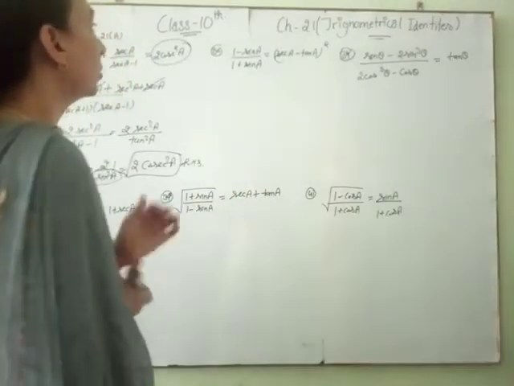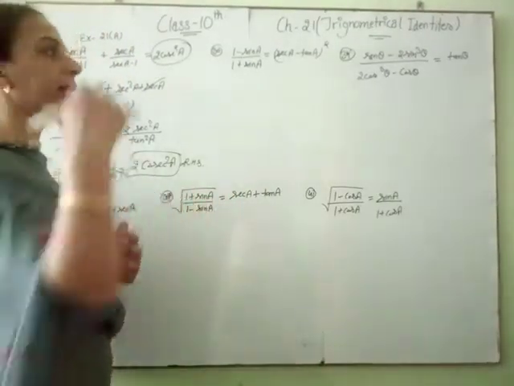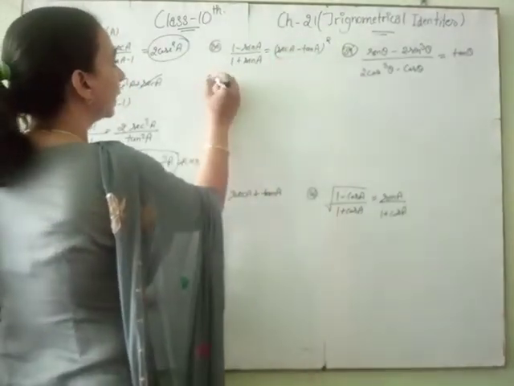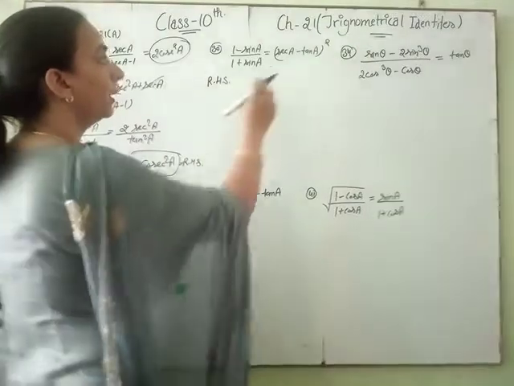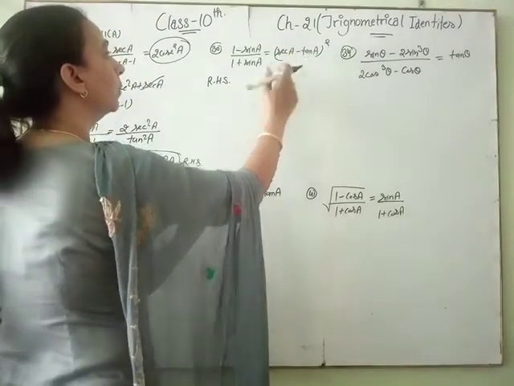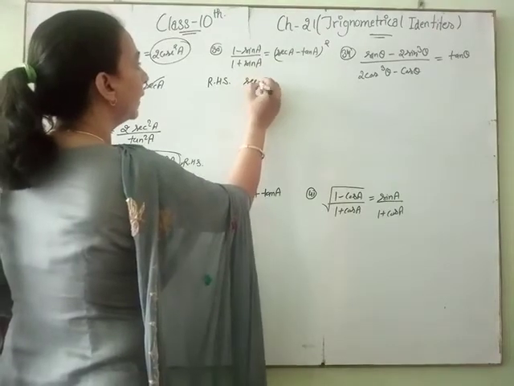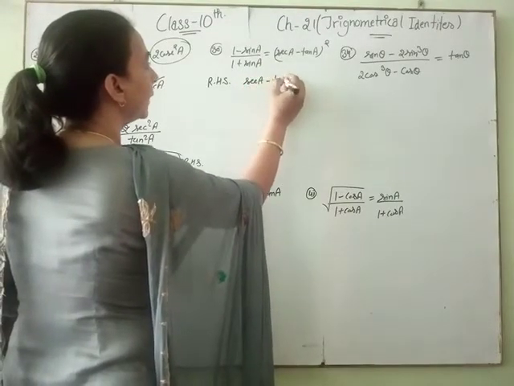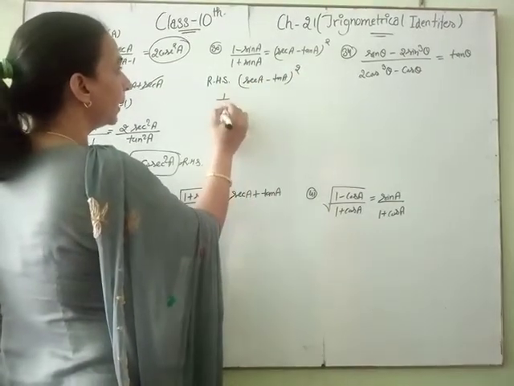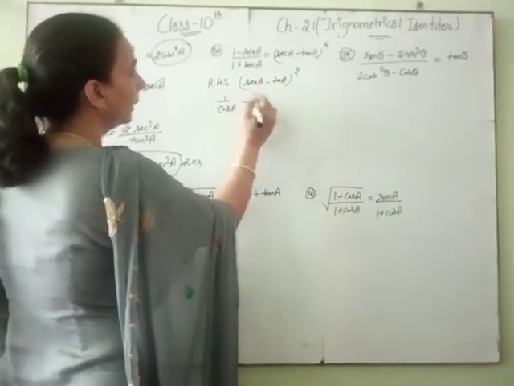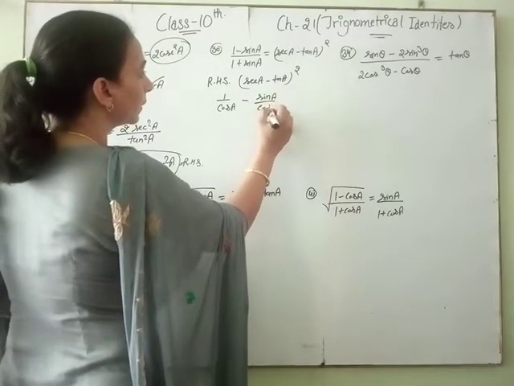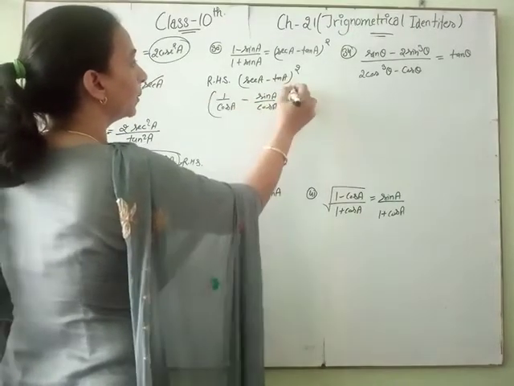Okay. So you can take left or right, no problem. I take the right hand side, because we solve secant and tangent in the form of sine and cos. Secant A minus tangent A square. Secant, what is secant? 1 by cos. Okay, what is tangent? Sine by cos, and complete a whole square.